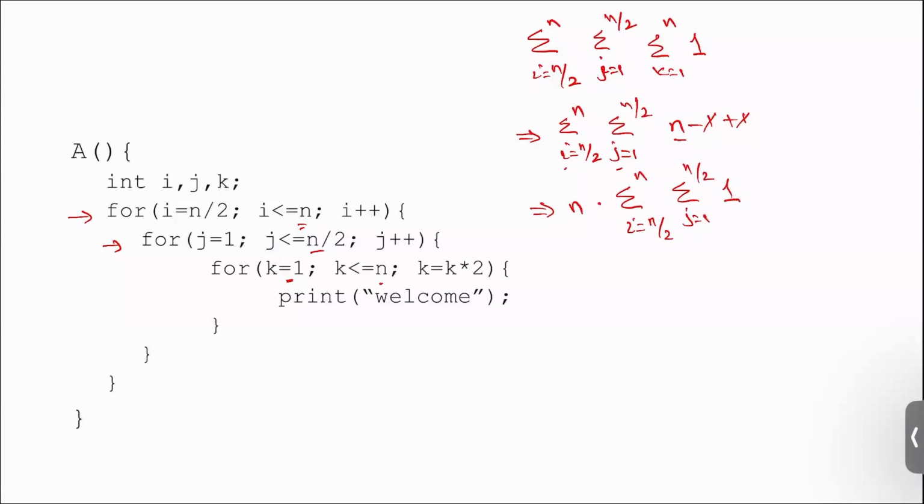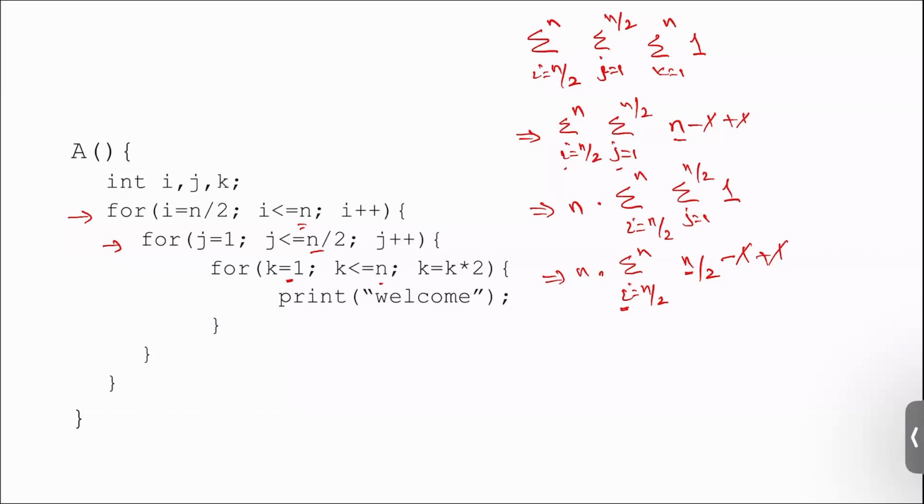And now I can solve this inner equation. So how can I do that? Let's see. N into summation I is going to start from n by 2 to n. The inner one is the upper limit, which is n by 2, the lower limit, which is 1, minus 1 plus 1. So 1 and 1 are cancelled out. The remaining stuff is n by 2 only, which again is constant with respect to this I. So I have to move this n by 2 out of this whole summation as well, right?